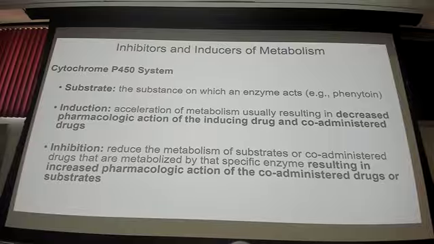There are drugs that are both inducers and inhibitors of metabolism. We know when a drug induces metabolism, it's going to decrease the pharmacologic action of that drug and potentially co-administered drugs. Yes.